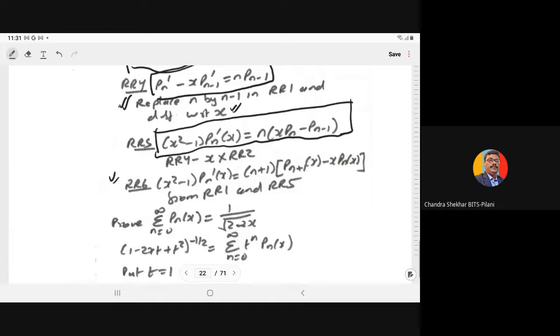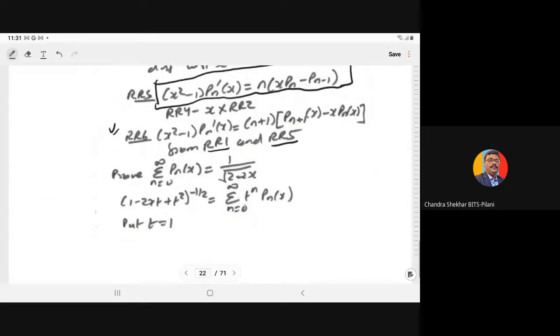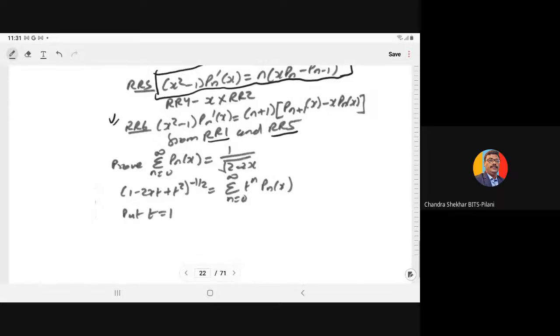If you observe all six recurrence relations, in each of them we have a relation between any three out of the six Legendre polynomials and their derivatives. Recurrence relation 6 you can get from recurrence relation 1 and recurrence relation 5. This is homework, you can complete this. Please write all the recurrence relations at one place so that in the exam you can use them or remember them easily.